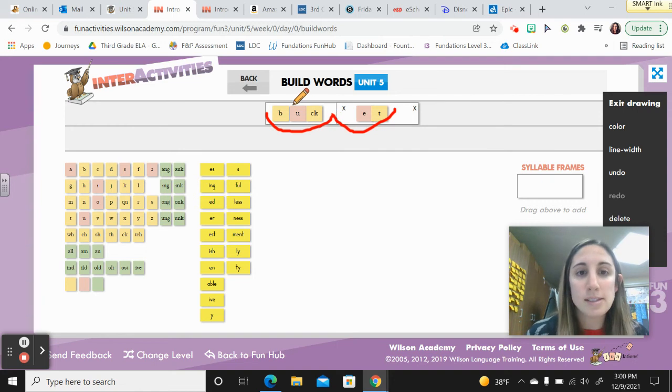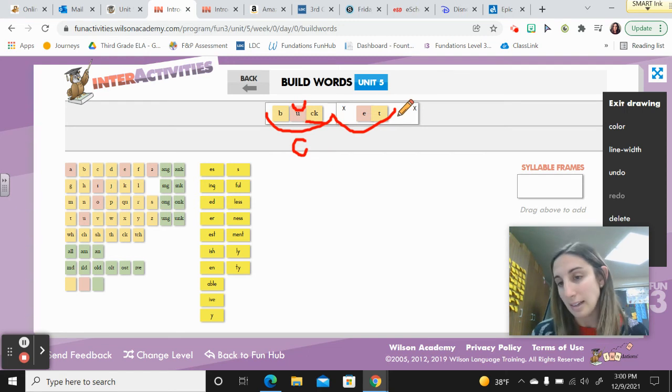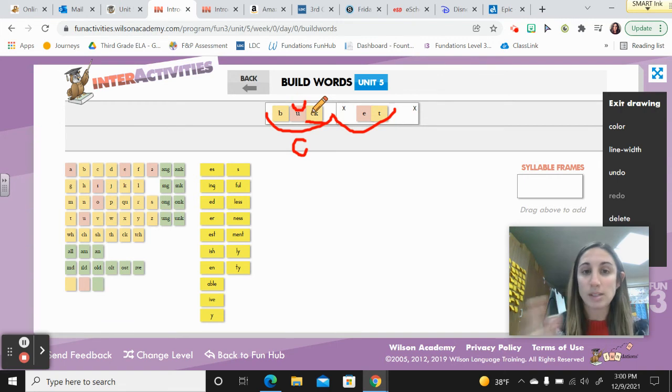All right, so since this is short, I am going to put a breve, okay? And this is a closed syllable. And then I want to make sure we keep a digraph together. So we never split that. We don't put B-U-C and then K-E-T over here. We always keep the digraph in the same syllable.